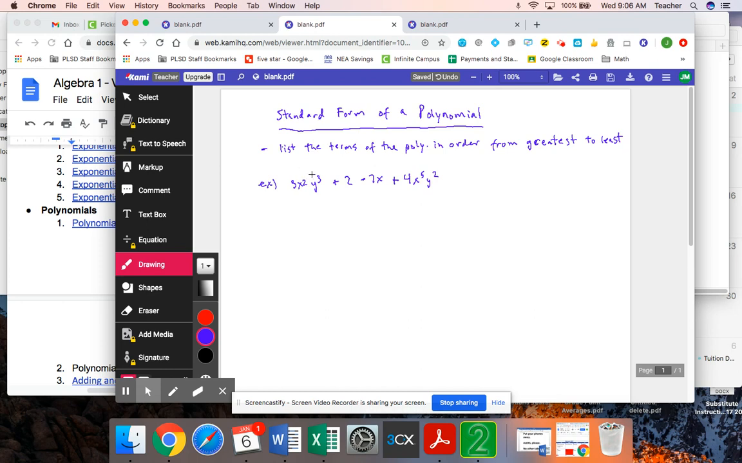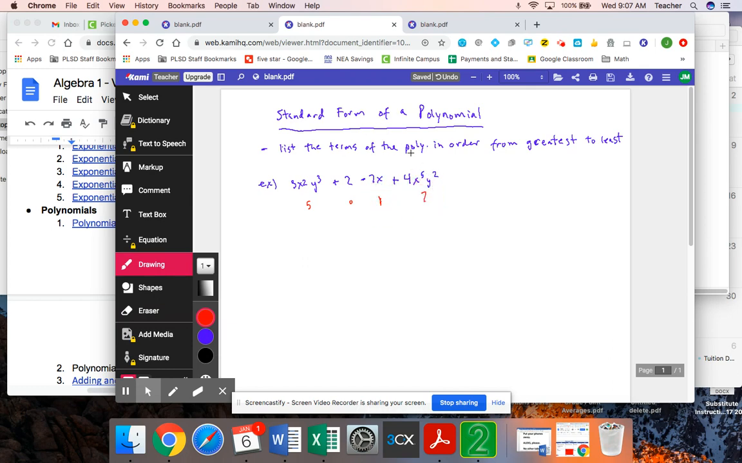Let me find the degree of each term. The degree of this one is 5 because I have the 2 and the 3. This one does not have a degree, I'll just say 0, if you will. Actually, let me erase that, I don't even want to say that. The degree here would be 1, and the degree here would be 7.